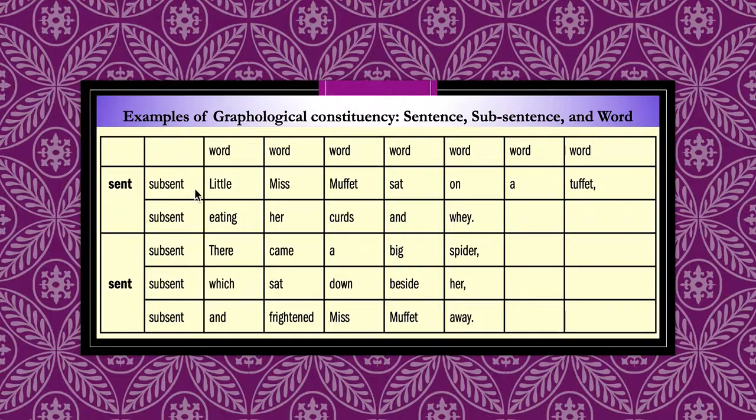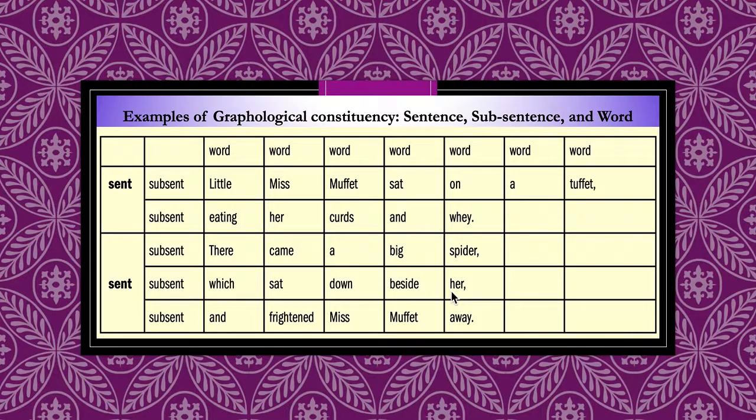So let's see. Little Miss Muffet sat on a tuffet, eating her curds and whey. There came a big spider, which sat down beside her and frightened Miss Muffet away.